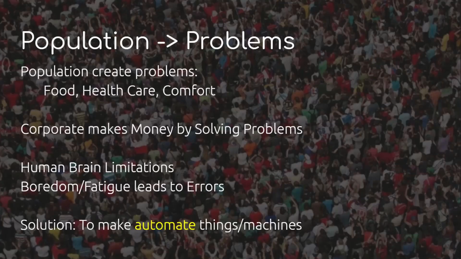Okay, so the next most important point is population. Whenever there is a population, we have problems. We have a lot of problems regarding food, a lot of problems regarding healthcare, and a lot of problems regarding comfort. Corporates try to make money by solving these problems. For example, Amazon is an example which globalized e-commerce.